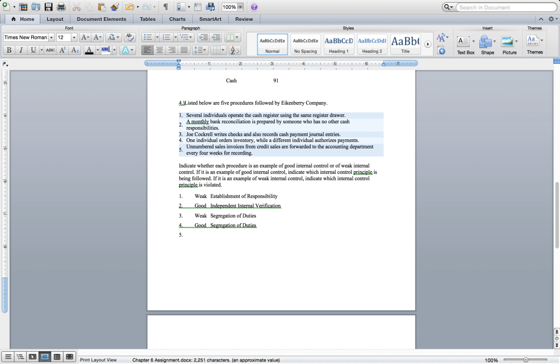The last one, number 5. An unnumbered sales invoice from credit card sales are forwarded to the accounting department every 4 weeks for recording. That's going to be weak again, because your sales invoice should always be numbered. This will be documentation procedures.